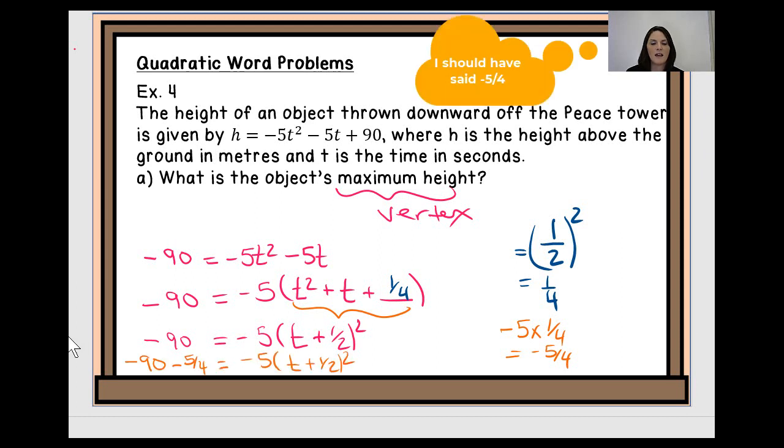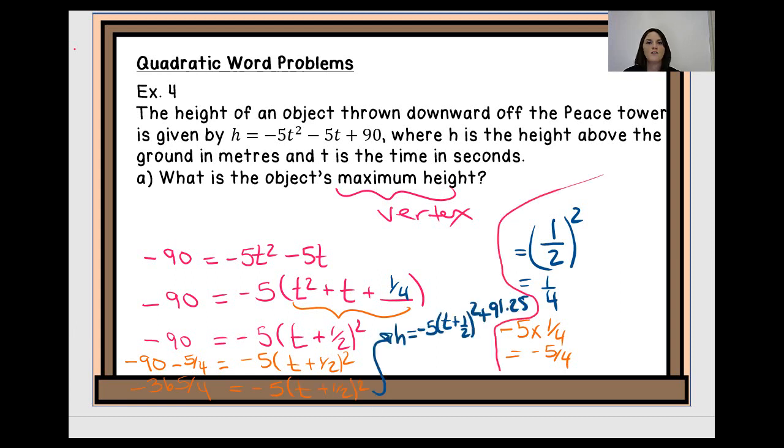And simplifying on the left, we get negative 365 divided by 4, and we can write that as 91.25. So therefore the object's maximum height is 91.25 meters. Okay, let's take a look at our last example, part B of this question.